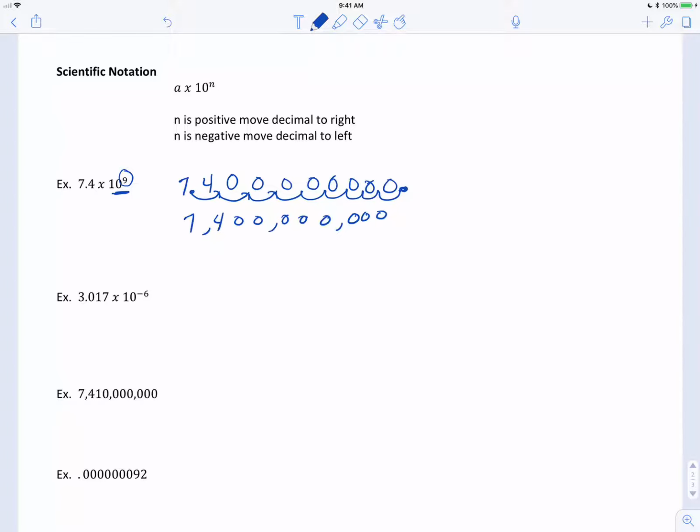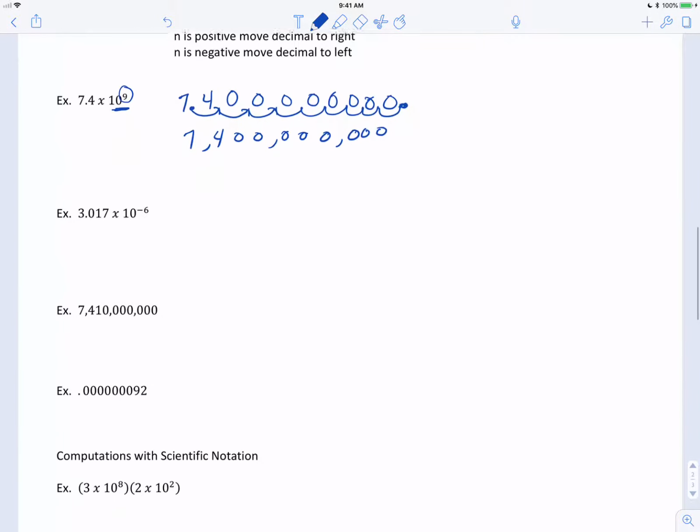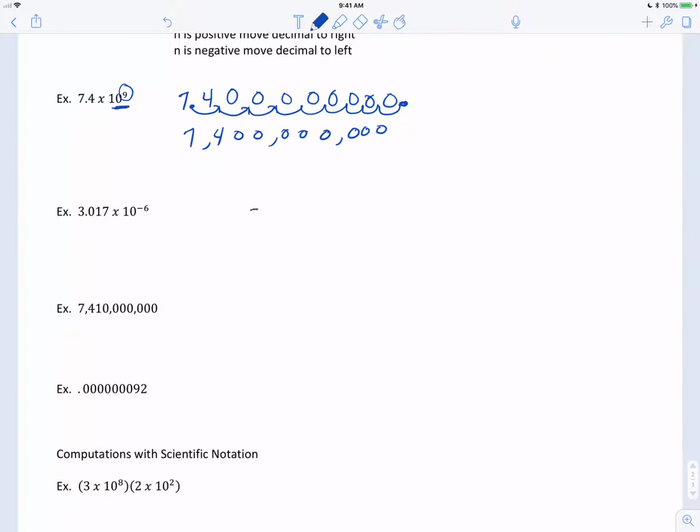So is that 7 billion? 7.4 billion right there. So that's how you would expand that number. So here's one with a negative exponent, so we're going to move it to the left. And 1, 2, 3, 4, 5, 6, and that's where that decimal should go in that number. And so you fill in all those zeros, so that number becomes 2, 3, 4, 5, 3, 0, 1, 7.